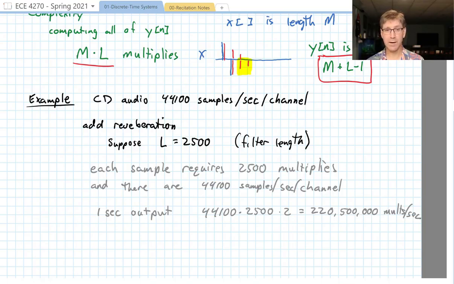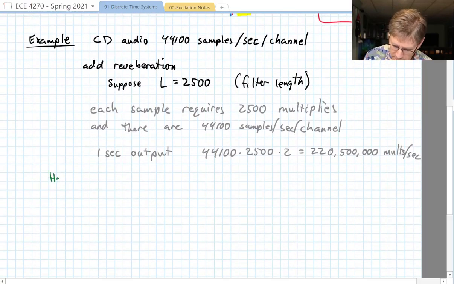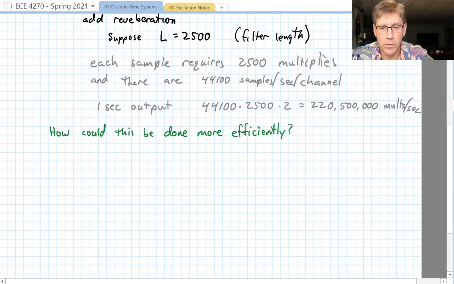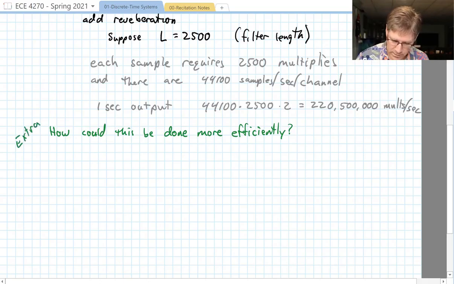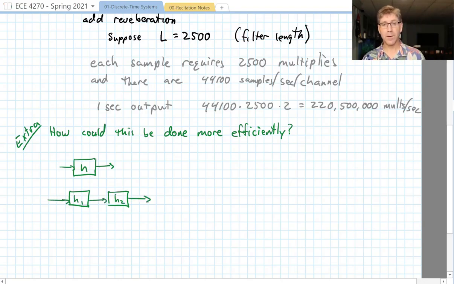So how did they do that? Well, actually, let's go ahead and talk about that now. How could our ancestors have done this? Well, there are several ways, and we'll talk about this more later. This is kind of, if you will, extra. Instead of having a single system H, we could implement several systems, H1 and H2, and tack them together.